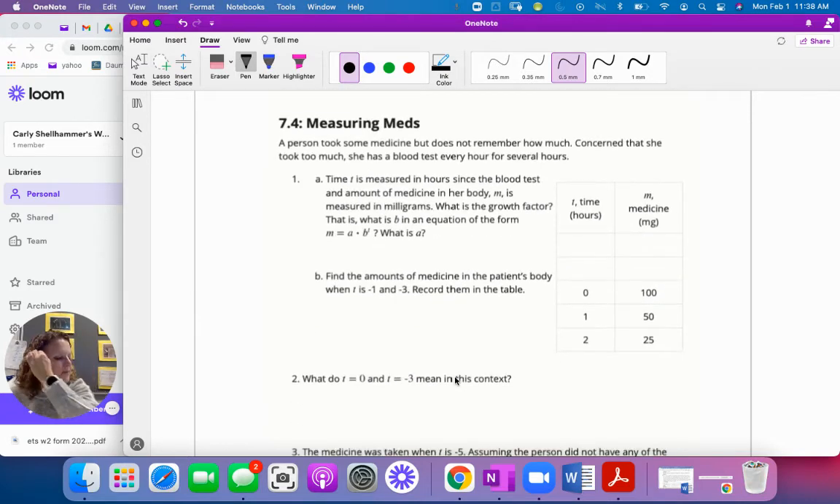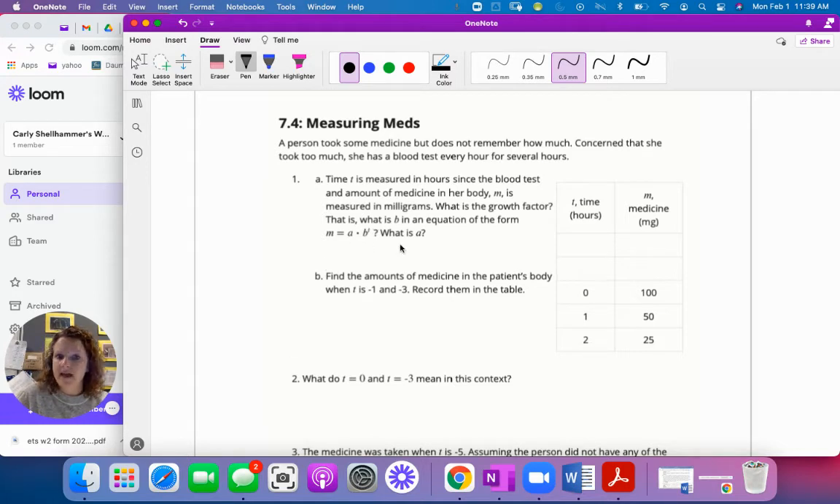Okay, one more example. This is our lesson that has 4 student task statements. A person took some medicine but does not remember how much. Concerned that she took too much, she has a blood test every hour for several hours. Time T is measured in hours since the blood test, and the amount of medicine in her body, M, is measured in milligrams. What is the growth factor? That is, what is B in the equation in the form of M equals A, B to the T?